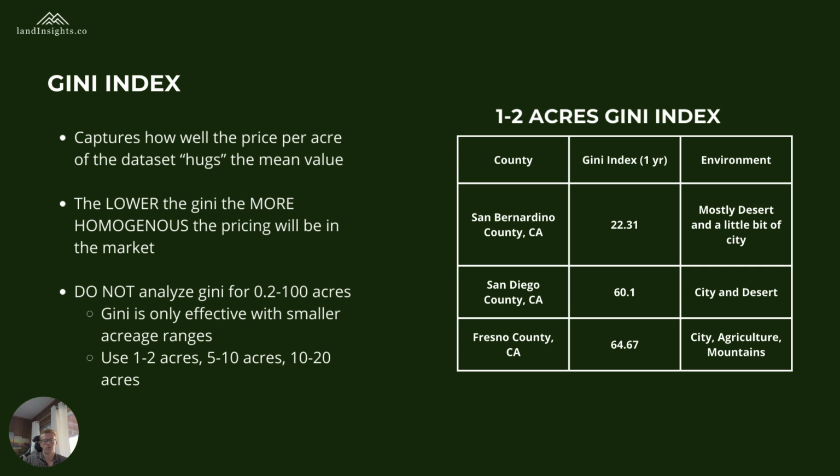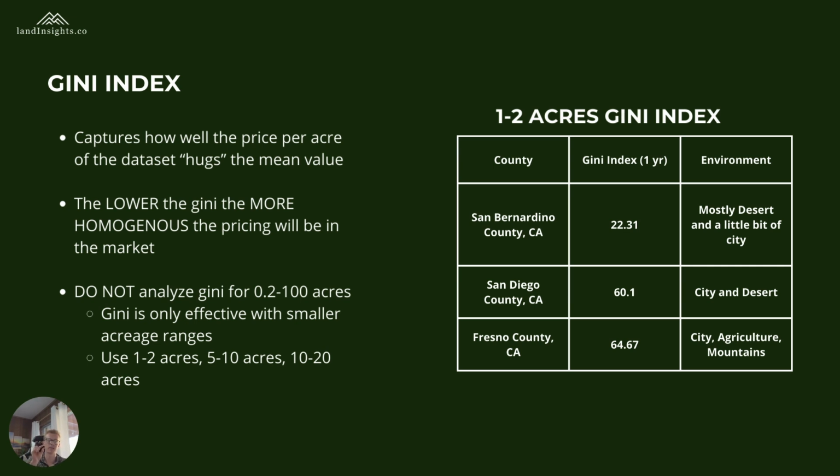All right. So let's look at the table to the right, 1 to 2 acres Genie Index. And there's 3 different counties I pulled in California. And this data is coming from Land Insights. So county 1 is San Bernardino, all right? Our Genie Index is 22.31. So it's pretty low. It's somewhat homogeneous pricing. And if you pull that county up on a map and look at the satellite image overlay, you'll see that it's like primarily desert. And then there's a little bit of city in there.